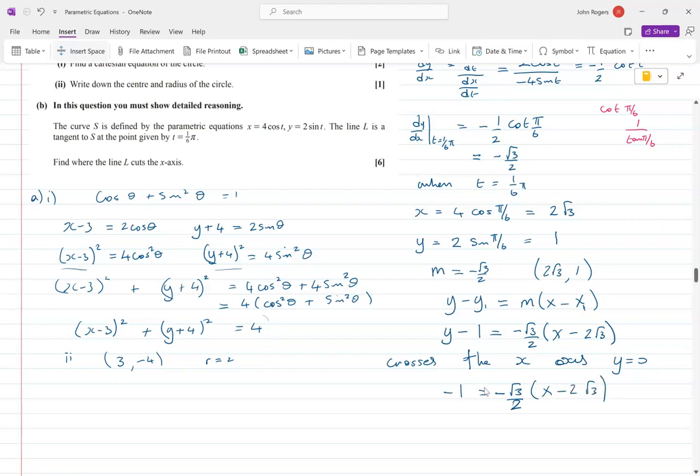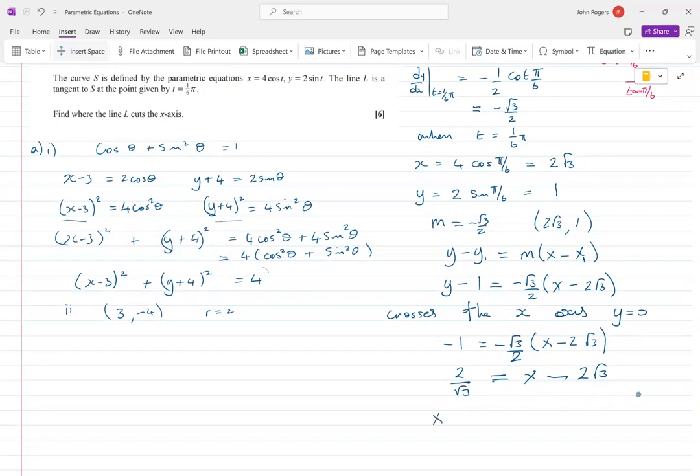And so we can just rearrange this. Now I'm going to get rid of the negative and maybe cross multiply a bit. So we've got 2 over the square root of 3 is equal to x minus 2 the square root of 3. So that gives me x equals 2 the square root of 3 plus 2 over the square root of 3.